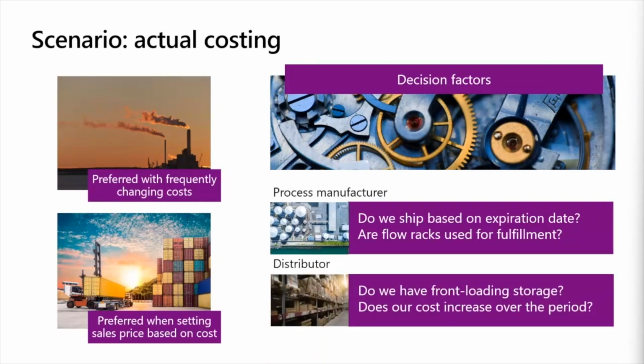Now, let's look at another example of a distributor of goods. It's fairly common that distribution warehouses use front-loading racks where the inventory is loaded and removed from the same side. In this case, the inventory is likely being logistically removed in a LIFO fashion. When the cost increases over the period, there's a tax benefit to using LIFO since you can take a bigger tax deduction. However, not all countries support this type of costing methodology.